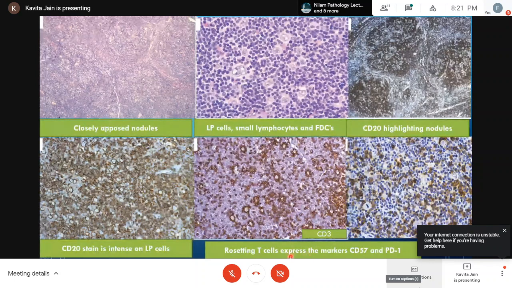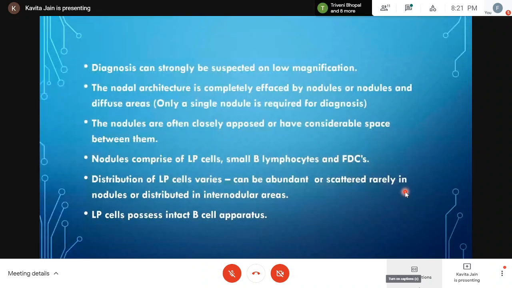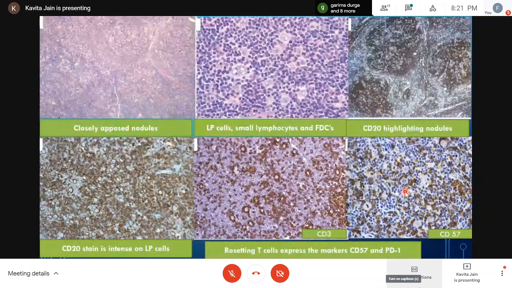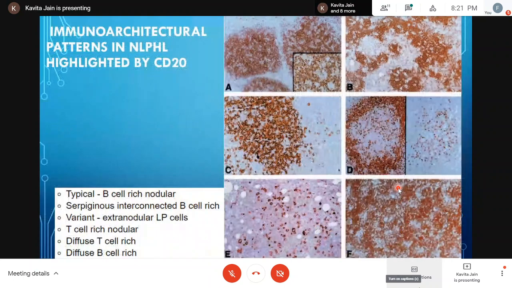Again, the activated T cell markers, that is CD57 and PD1, would be forming rosettes around these cells. So in classical Hodgkin's, although we have CD3 rosettes, we won't have CD57 rosettes. And all those markers up to BOB1, the B cell apparatus markers, are intact in these LP cells, whereas they are not in classical Hodgkin cells.